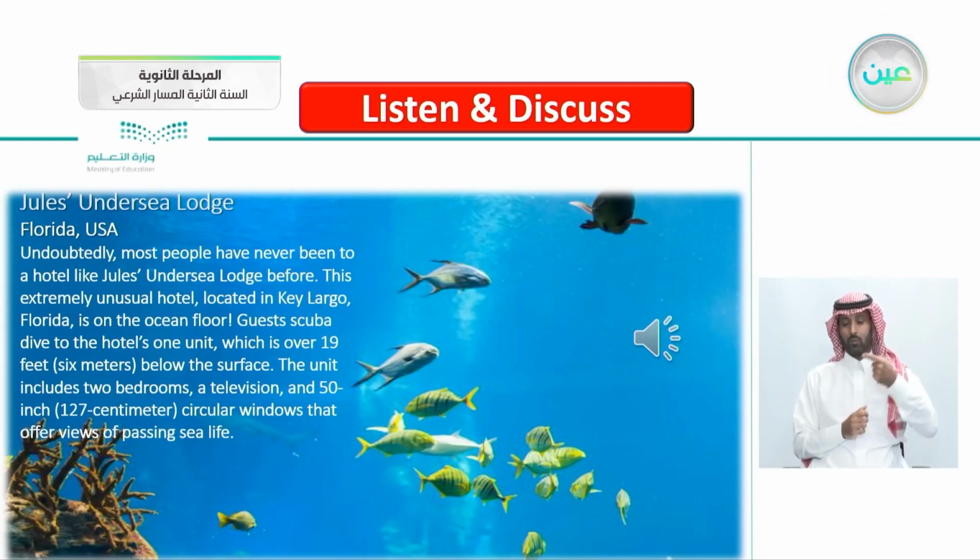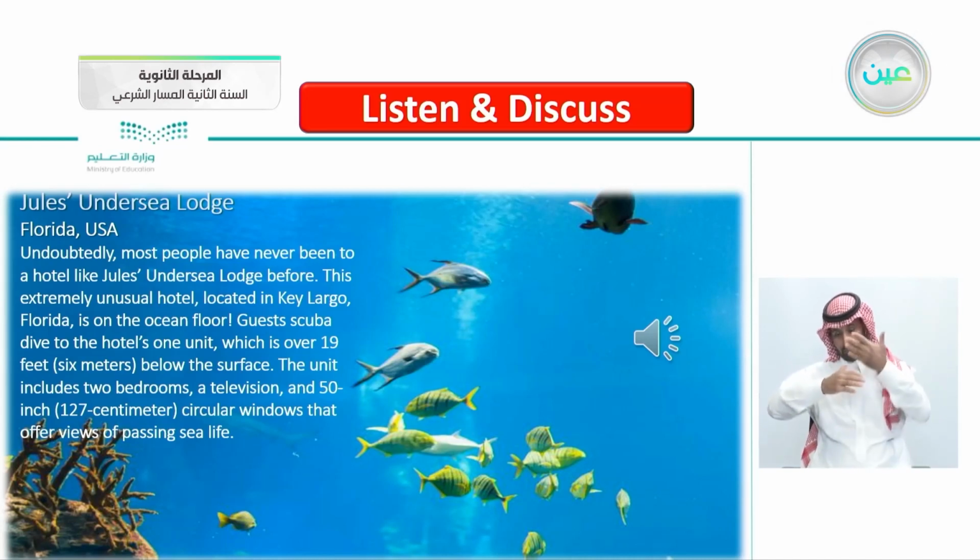Jules Undersea Lodge, Florida, USA. Undoubtedly, most people have never been to a hotel like Jules Undersea Lodge before. This extremely unusual hotel, located in Key Largo, Florida, is on the ocean floor. Guests scuba dive to the hotel's one unit, which is over 19 feet, 6 meters, below the surface. The unit includes 2 bedrooms, a television, and 50-inch, 127-centimeter circular windows that offer views of passing sea life.